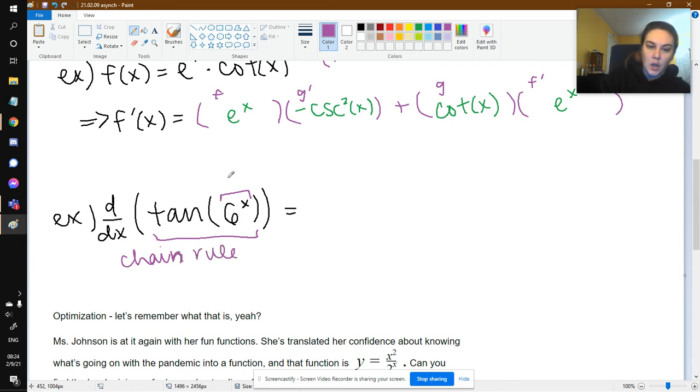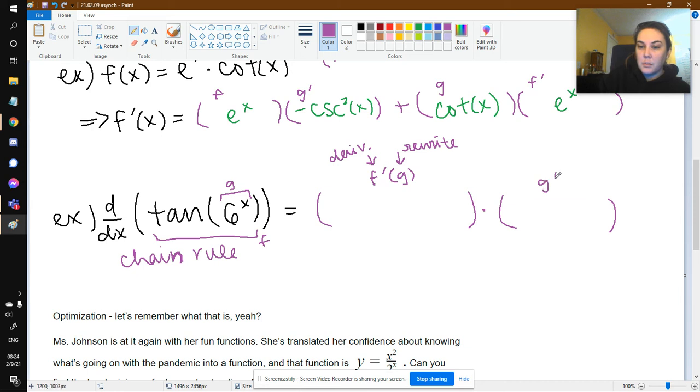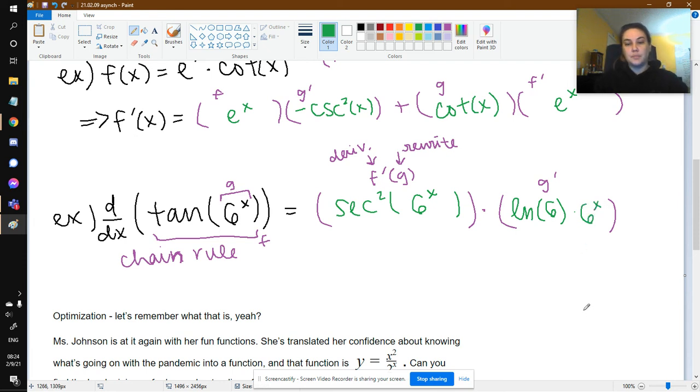It's almost cute. We'll call this one G, we'll call this one F. We know that the plan is, this is F prime of G. So we take the derivative of F, but rewrite G, and then multiply it times G prime. The derivative of tangent is secant squared, big parentheses. We just rewrite G, and then we multiply it times the derivative of G, which is natural log of 6 times 6x. Finish question.